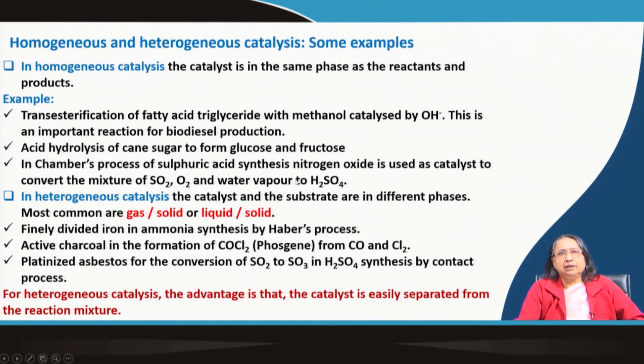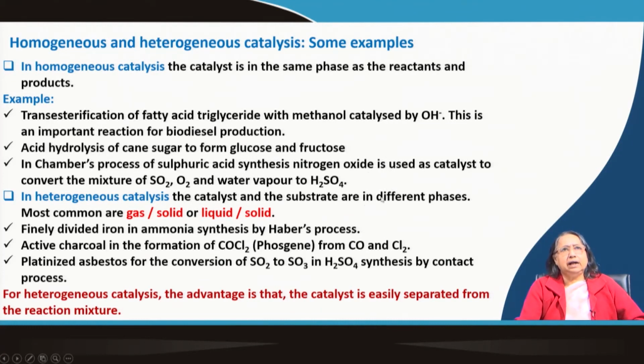Chamber process of sulfuric acid synthesis: there nitrogen oxide is used as catalyst to convert a mixture of SO2, oxygen and water vapor to H2SO4. This is a very important method of production of H2SO4. There nitrogen oxide is used as catalyst.